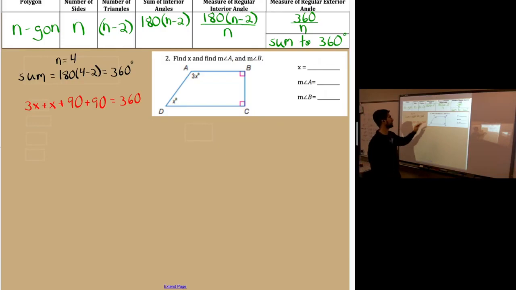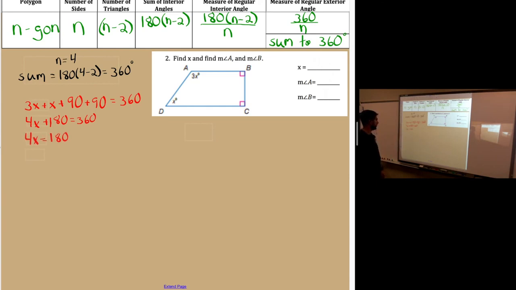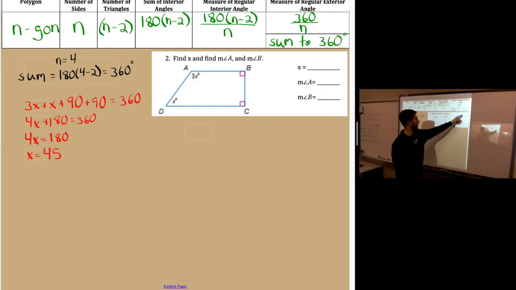Combine like terms, we have 4x plus 180 equals 360. Subtract the 180 to the other side, and then divide by 4, and we get x equals 45. So that's part of our answer.